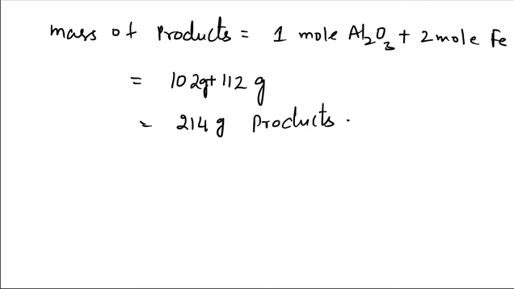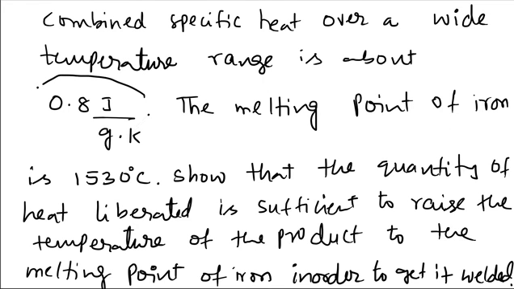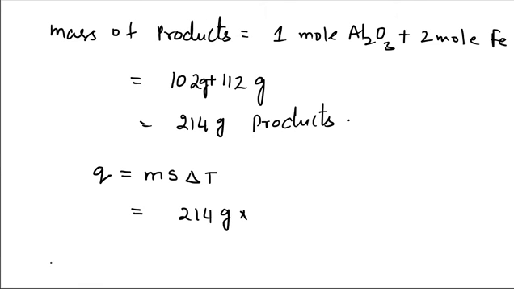So how much heat will be released? Let's find out. What is the formula? Q equals m s delta T. Now, what is the mass? We have 214 grams times the specific heat. The specific heat is given as 0.8 joules: this energy will be released when the temperature of 1 gram of the substance is raised by 1 Kelvin. So here 214 grams times 0.8 joules per gram Kelvin times the temperature change.